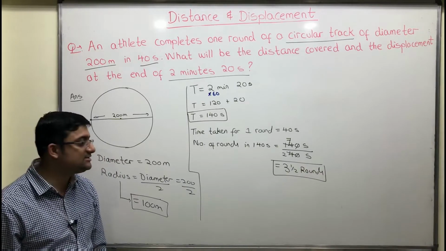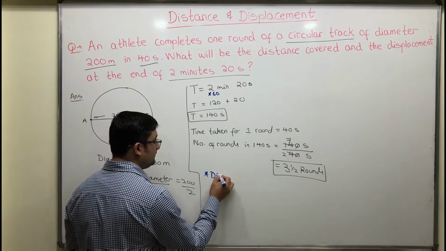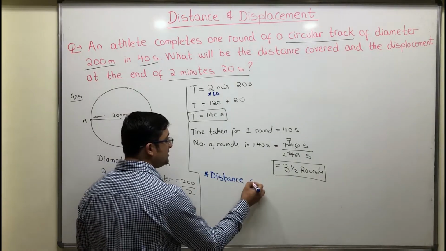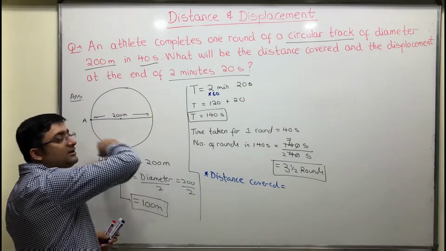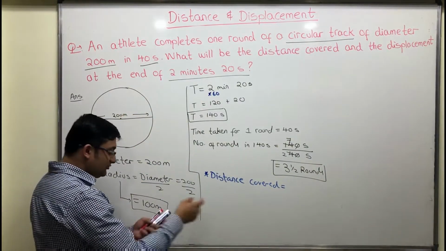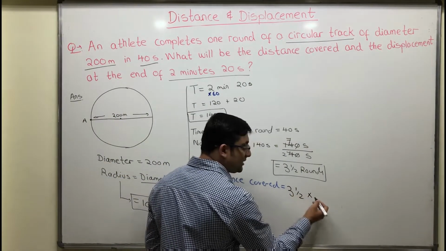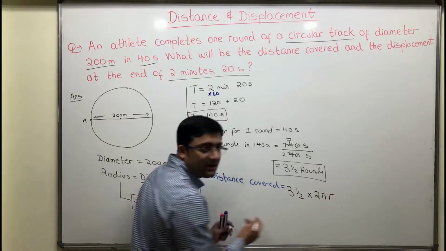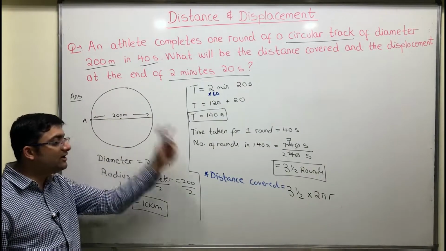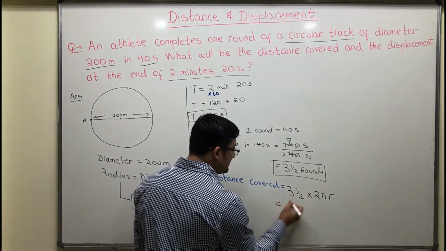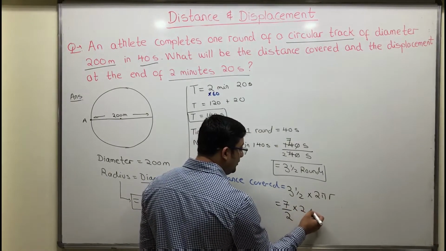Now we can easily find distance and displacement. I'll give the heading distance. Distance covered is equal to, now in one round, how much distance do you cover in a circle? Circumference, 2 pi r. So in 3.5 rounds, you will cover 3.5 times the circumference of the circle, that is 2 pi r. So write this as an improper fraction: 7 by 2 into 2 pi r.